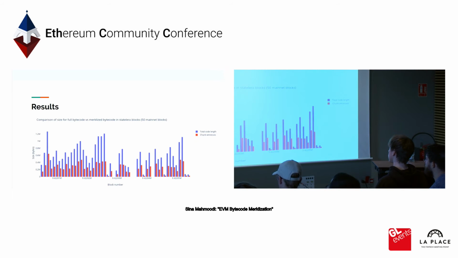Now, to test our intuition that transactions only use a small part of the contract's code they invoke, we did some experiments on 50 mainnet blocks, and you can see that the blue lines here are how much code you would need to send for a block if you were to send the whole contract code, and the red line here is how much the chunks and witnesses you would have to send if you were to do Merklization. And you can see that we would get like 40 to 60% saving if we were to do code Merklization.